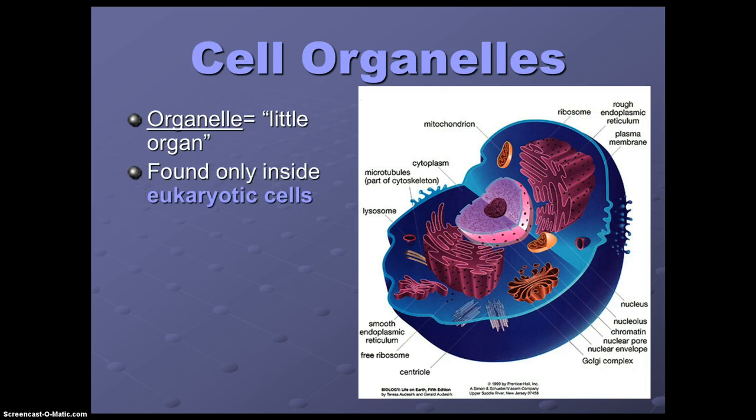They're only inside eukaryotes. So that's one of the definitions, is that not only do eukaryotes have a nucleus, but they also have other membrane-bound organelles.